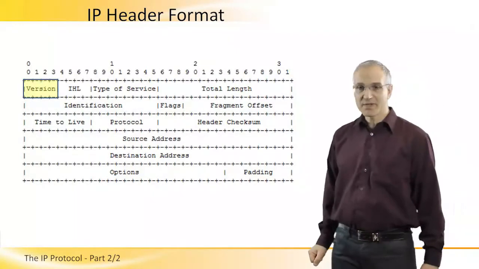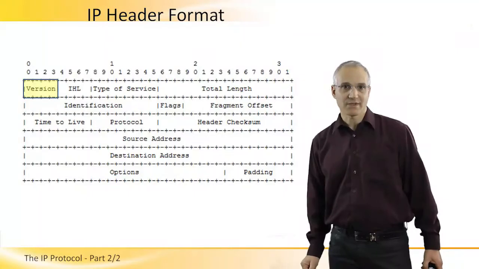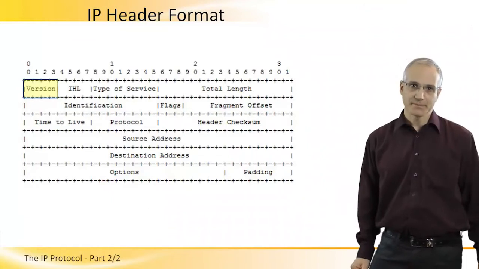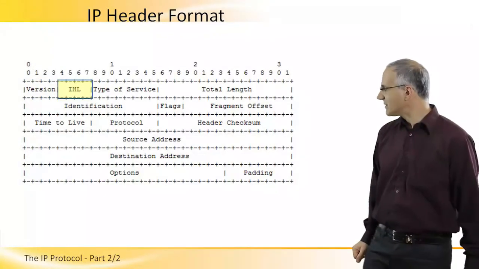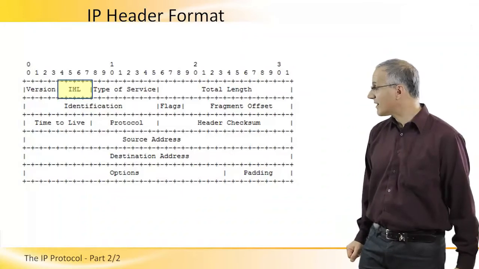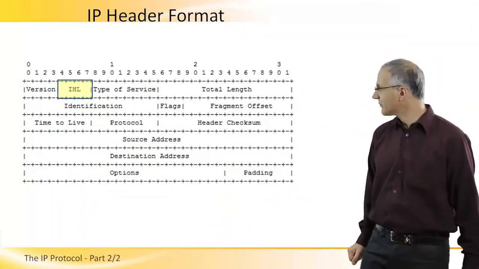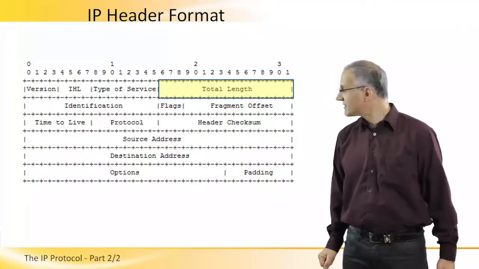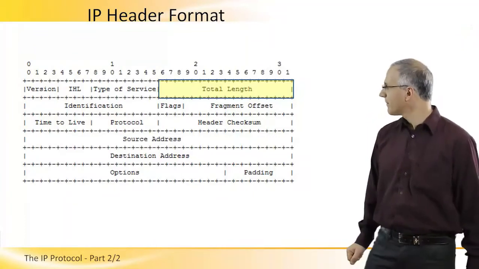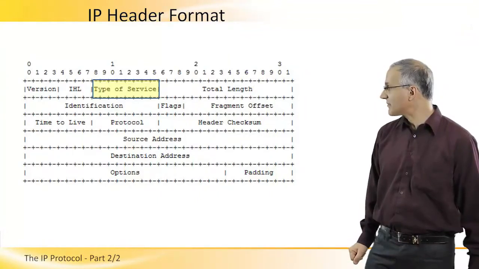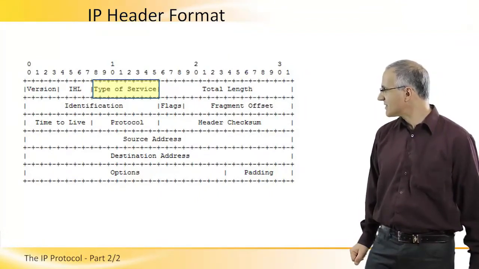So the first 4 bits are the IP version. Right now we discuss IP version 4, so it's always going to have 4 here. Next, there's the header length in 32-bit quantities. This is in words, which means that the header length can be variable, as we'll discuss shortly. Next, there's the total packet length, 16 bits, and this length is in octets or bytes. Finally, in this word, there's a type of service field, which we're going to discuss in the next slide.